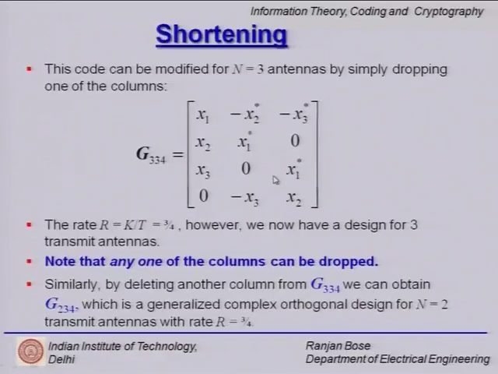So, this shortening method is again giving me a mechanism to use fewer antenna elements, but still giving me this design. If I drop this 3rd column again, I am left with this matrix which corresponds to only n equal to 2 antenna elements. But what is very interesting is we have x1, x2 and x3 all 3 being sent over the 4 time slots. So, we have not really compromised on the rate. Rate still remains 3 by 4, but the number of antenna elements has gone down.